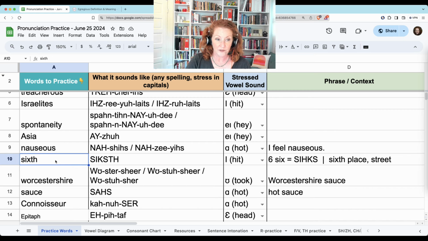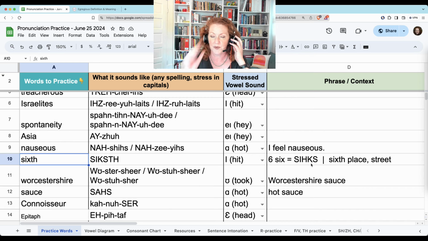Sixth. There's a lot of airflow for this one. If you were just going to say six, it would sound like six. I use the IH for the vowel I as in hit, and then a KS, six. Release the K and go immediately to the S. So back for the K, six. But now you're adding the TH. So as you finish your S, keep making airflow, six, and push your tongue further forward. So I'm starting in the S, sixth. You might have to take a deeper breath if you're going to practice it a lot because it does take a lot of airflow.